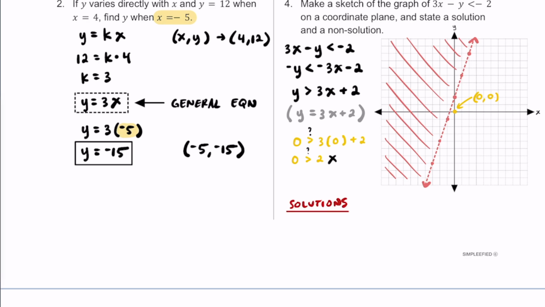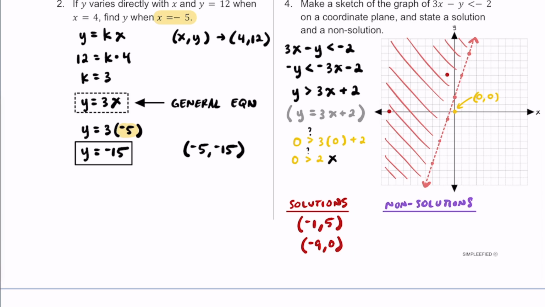So if you wanted to test out a couple solutions, feel free to do so, but a point like over here would totally work. That's going to be the point -1, comma, it looks like that's going to be +5, so that would be a solution. You could also say something like over here, which would be -9, comma, 0. So as long as you pick a point where we shaded, those would be solutions.